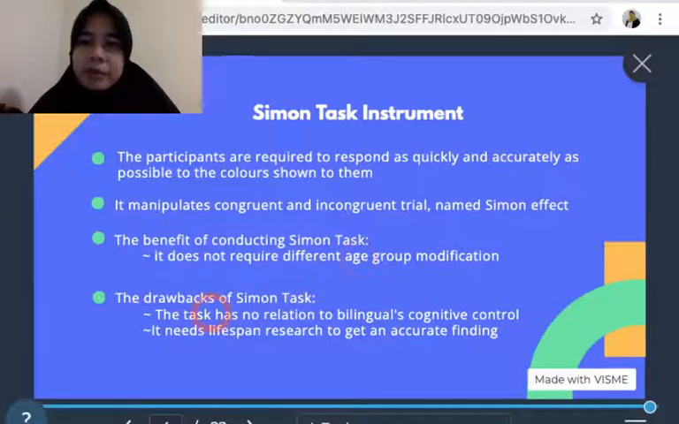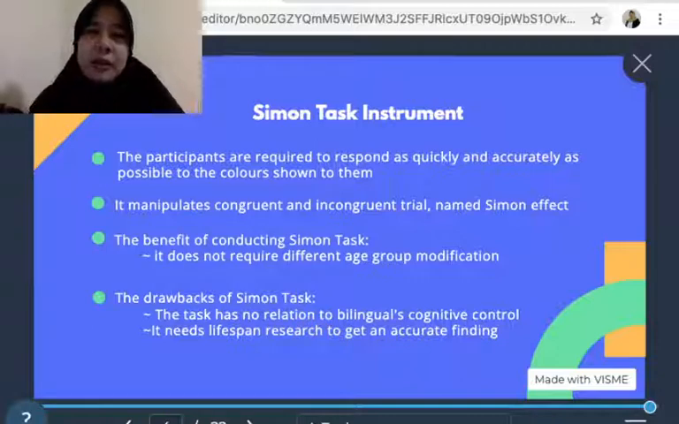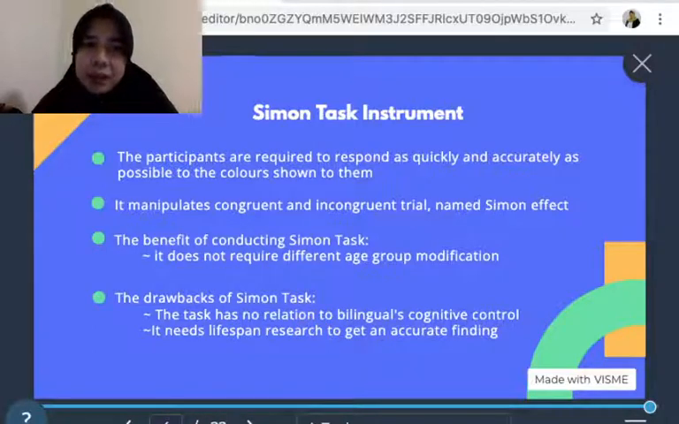But the drawbacks of the Simon task are, first, that the task has no relation to bilinguals' cognitive control. Many researchers who conducted the Simon task found no significant relation between bilingualism and cognitive control, and it needs lifespan research to get accurate findings. So this is also the proposal from the authors: if you want to use the Simon task instrument, it is very important to have a developmental approach. It means across the lifespan, not only one or two performance task sessions.